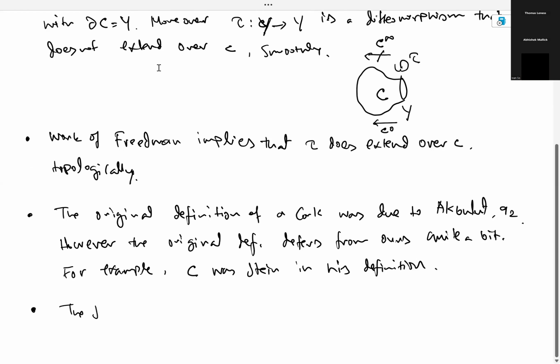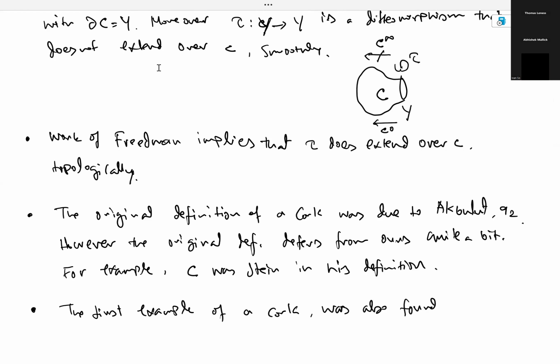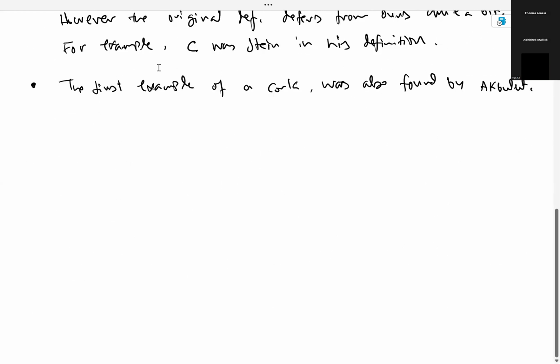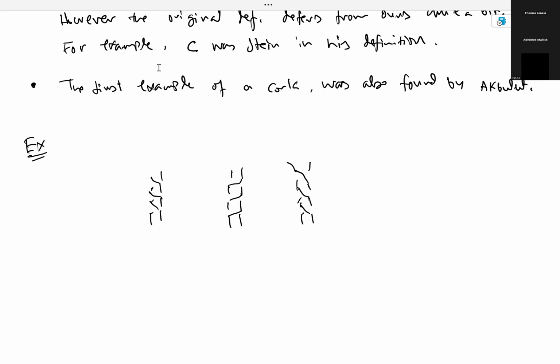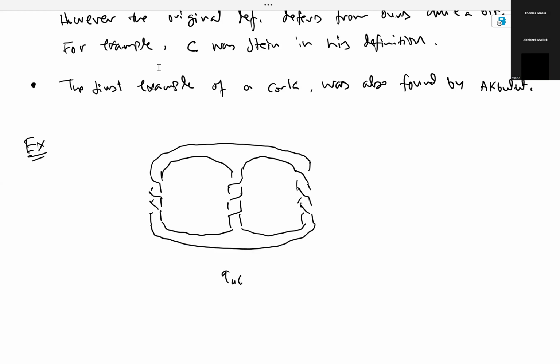And then the first example of a cork was also found by Akbulut. So what is the first example of a cork? So an example. So I'll draw for you first a knot. So this is the knot 9_46, or also the (-3,3,-3) pretzel knot.